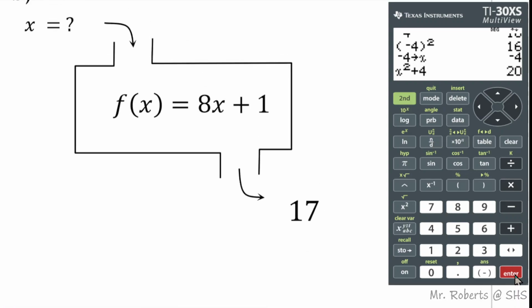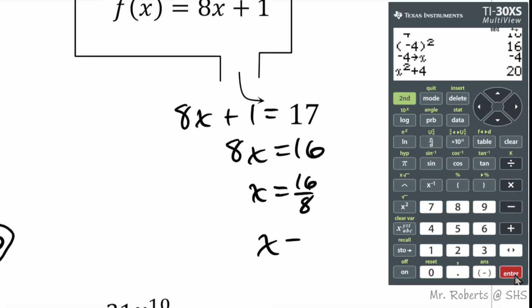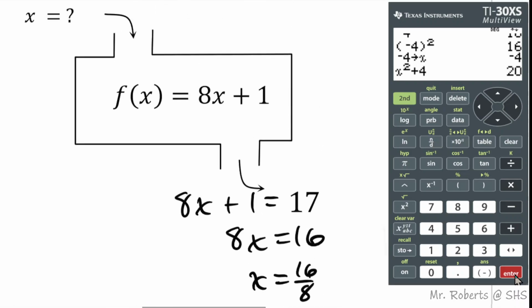Again, I'm being asked what is the value of x, so I'm just going to take the definition of this function. This is 8x plus 1. Set it equal to the desired output. 8x is 16 if I take away 1 from both sides. And when I divide both sides by 8, I get x is 16/8, which is the number 2. So when I give this function the number 2, it should produce 16.